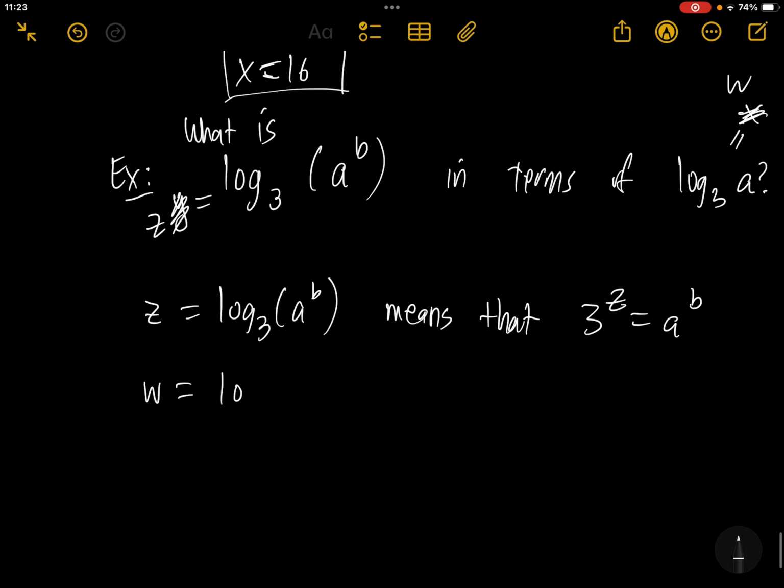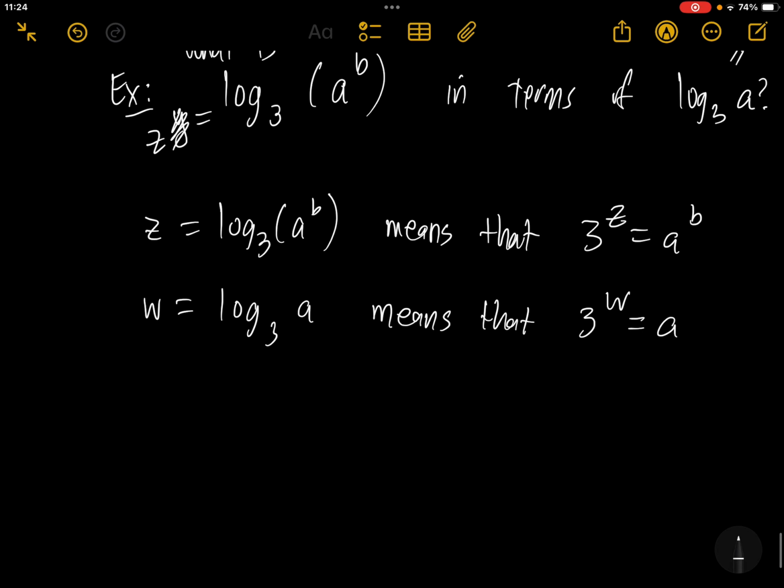And what does w equals log sub 3 of a tell you? This means that 3 to the w power is a. Okay. So I know that 3 to the w power is a, and 3 to the z equals a to the b. What can I do to this equation, 3 to the w power equals a, to get an a to the b power? I'm trying to compare z and w, so I want to try to get these equations to match up somehow.